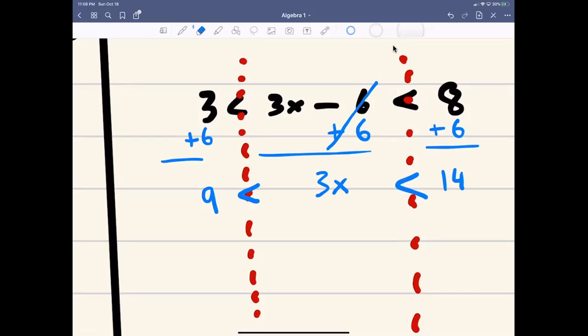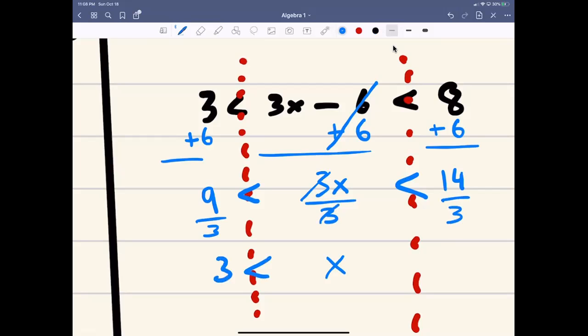Okay. And now to get that x by itself, you want to divide by 3, right? So since we're dividing by 3 here, you're also going to divide by 3 on the left and on the right. This cancels out, and you're going to be left with an x in the middle. And then on the right side, 9 divided by 3 is 3. And then 14 divided by 3 is going to be 4 and 2/3. And we know that from the previous section.